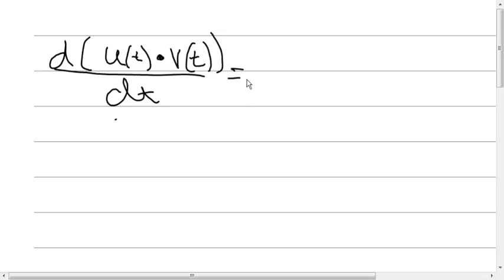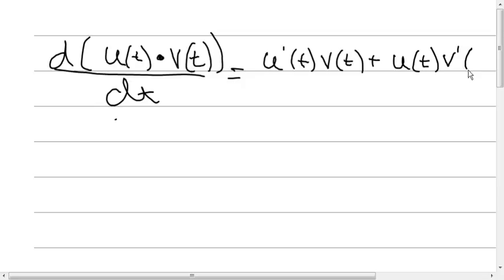Equal to, let me get it right, u prime of t, in other words, the derivative of u times v of t, plus u of t, that vector, times the derivative of the vector, like that. Is there some magic going on here? Well, if you think about it, this is really just the product rule. And it's actually just the product rule applied to each of the x, y, and z components separately, and then just written out in vector notation.